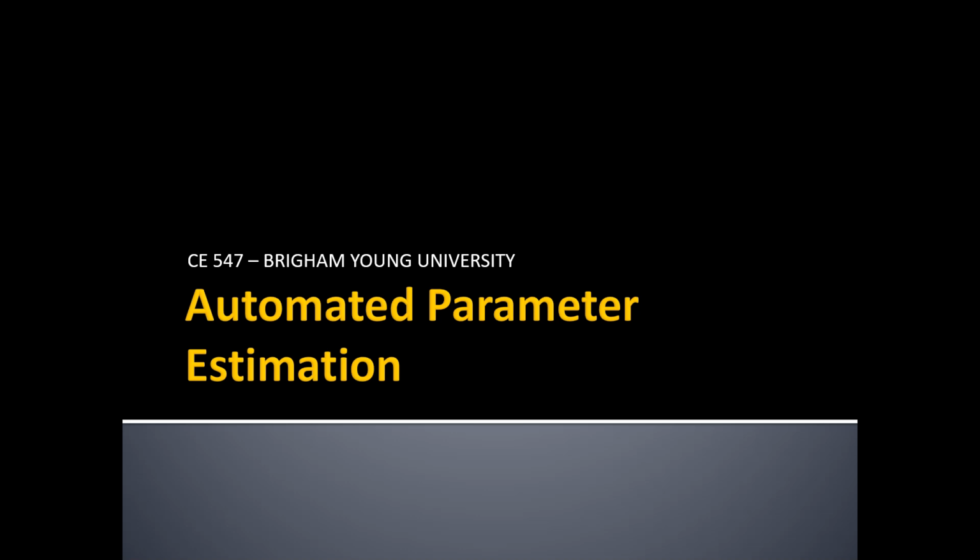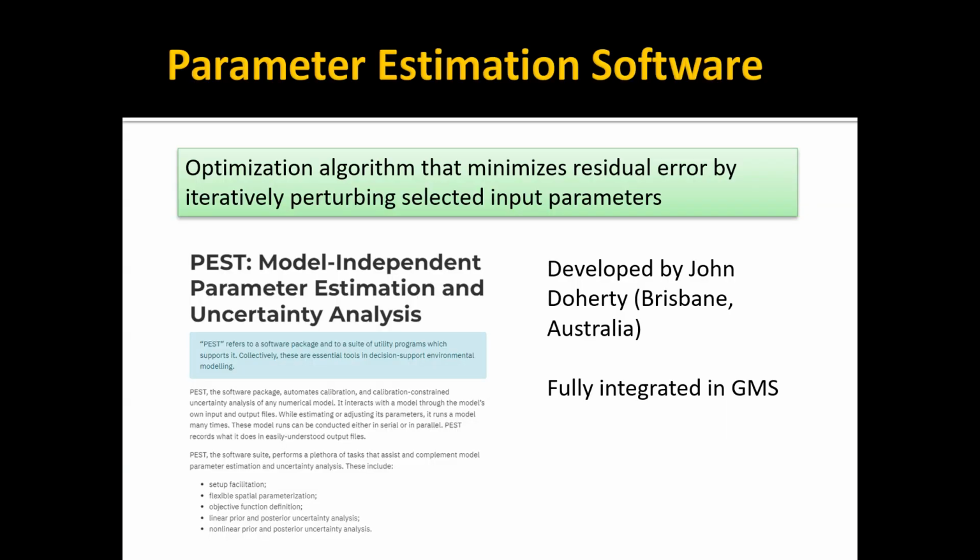Or it can be automated. And in this lecture, we are going to talk about how you would go about automating this process. And to do that, we use parameter estimation software. And this is basically a utility that includes an optimization algorithm that minimizes the residual error as defined by the sum of the squared weighted residuals. So there's a single objective function, if you will, based on the total error of the model.